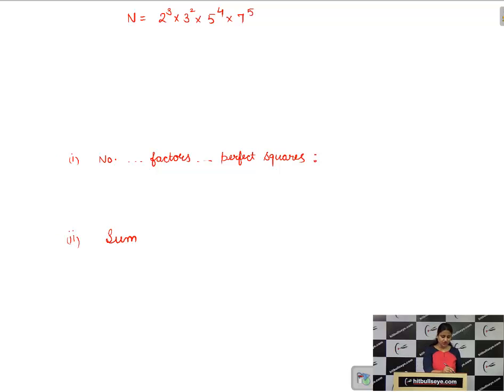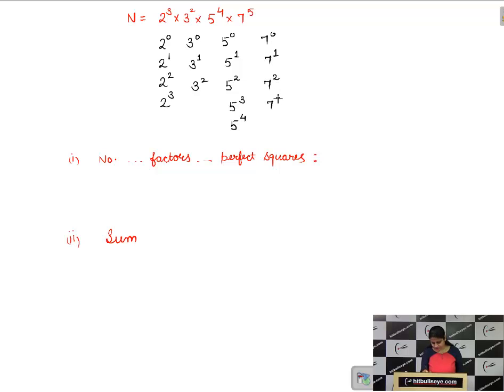So once again, since we are talking about factors, let us write all the permissible powers, and they are 2 raised to power 0, 2 raised to power 1, 2 square, 2 cube, 3 raised to power 0, 3 raised to power 1, 3 square, 5 raised to power 0, 5 raised to power 1, 5 square, 5 cube, 5 raised to power 4. Similarly, 7 raised to power 0, 1, 2, 3, 4, 5. Now these were the permissible powers since we are talking about factors.